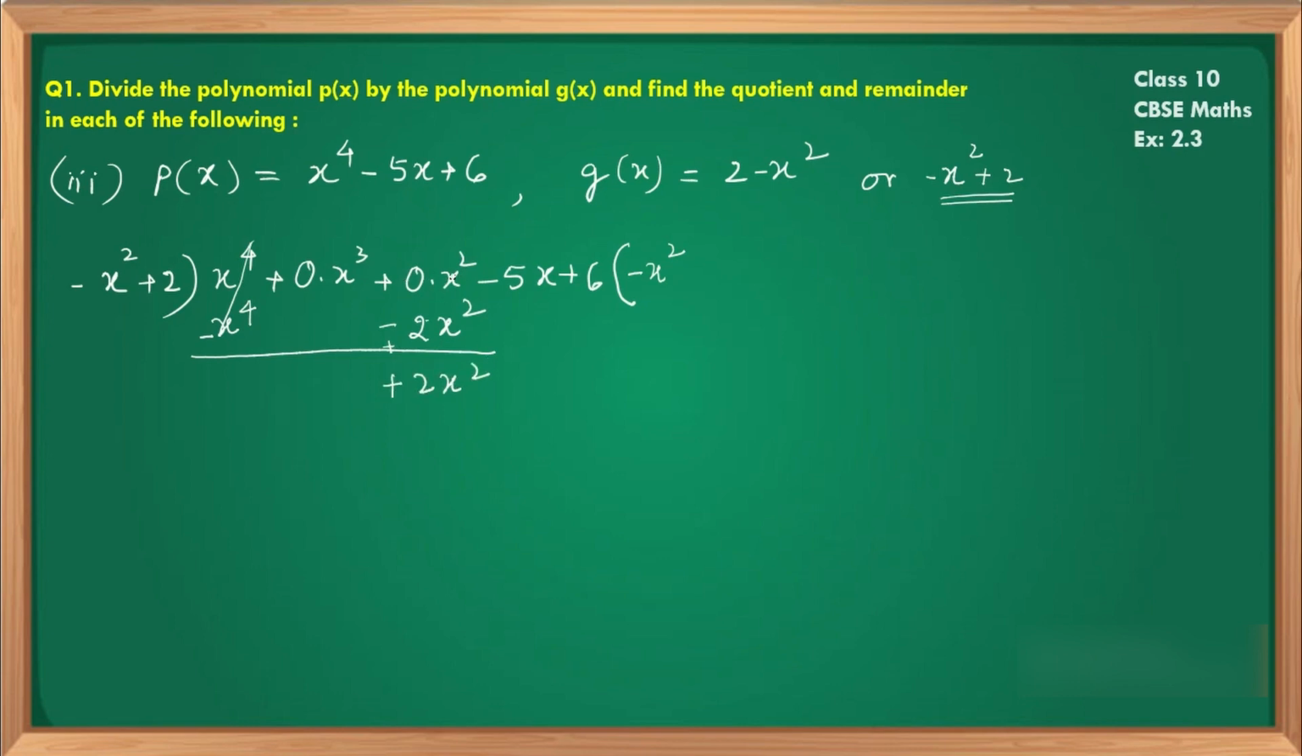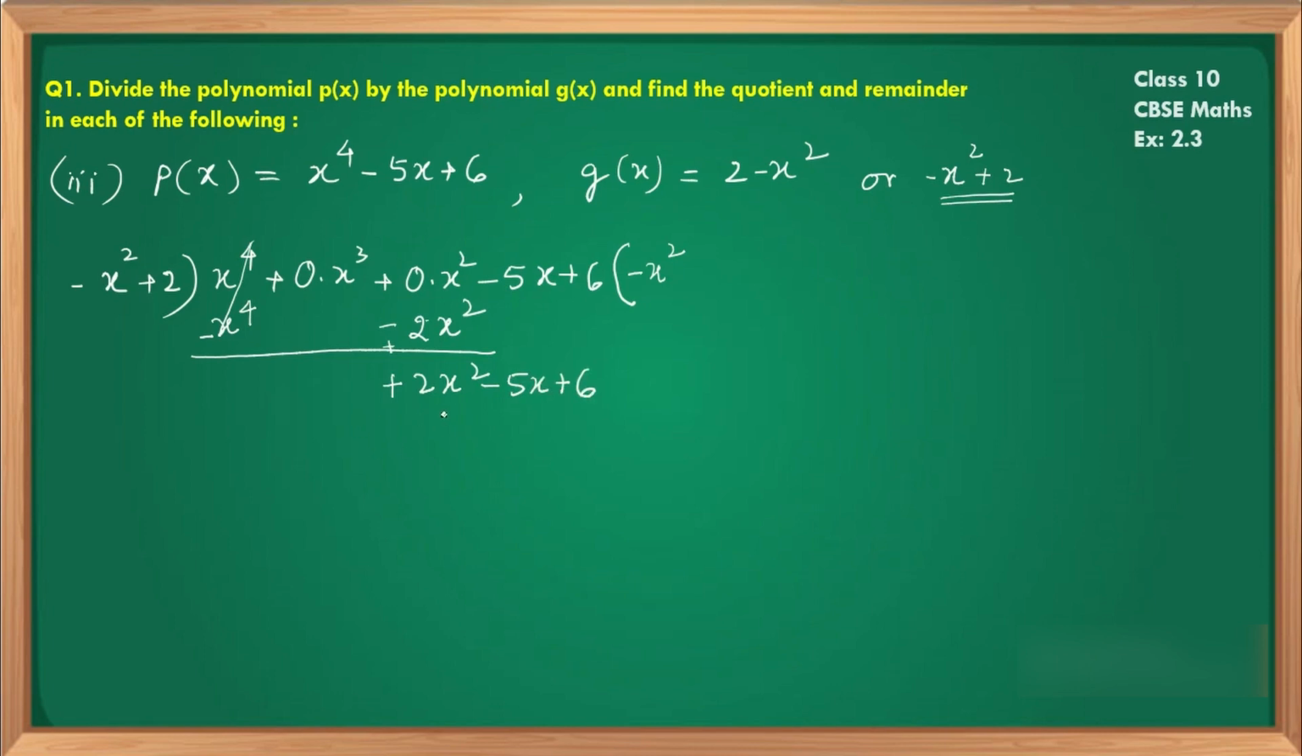Because this is 0, you are adding 0 with plus 2x square. Therefore you get 2x square in the bottom. The remaining you can rewrite as it is, minus 5x plus 6.